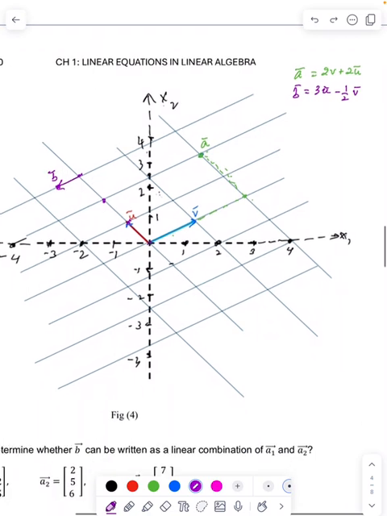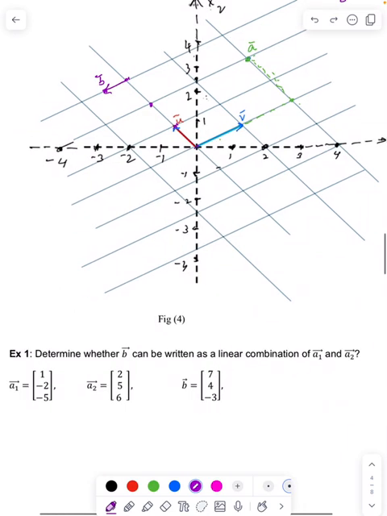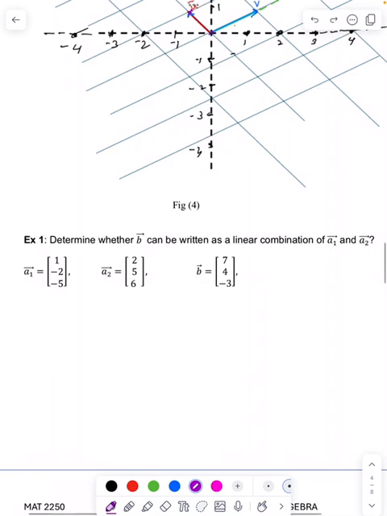Okay, going further, now we have the examples to solve. So remember that example that we left up there. Now we are going to solve it. You notice it says determine whether B can be written as a linear combination of A1 and A2. So what does that mean? It means we are trying to find if this has a solution.